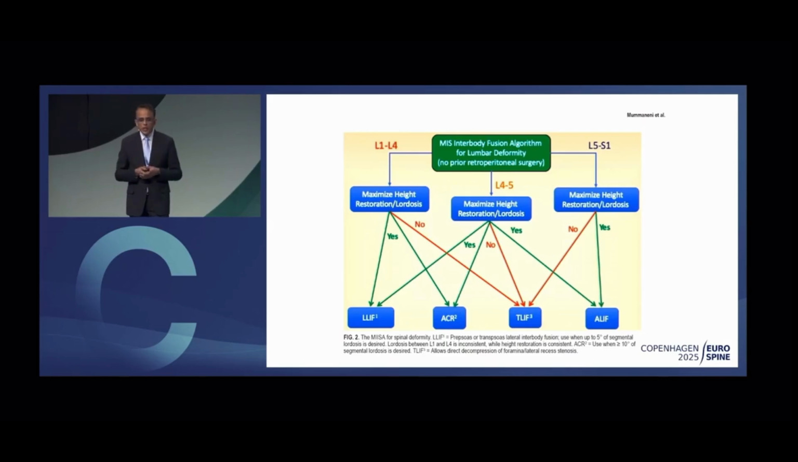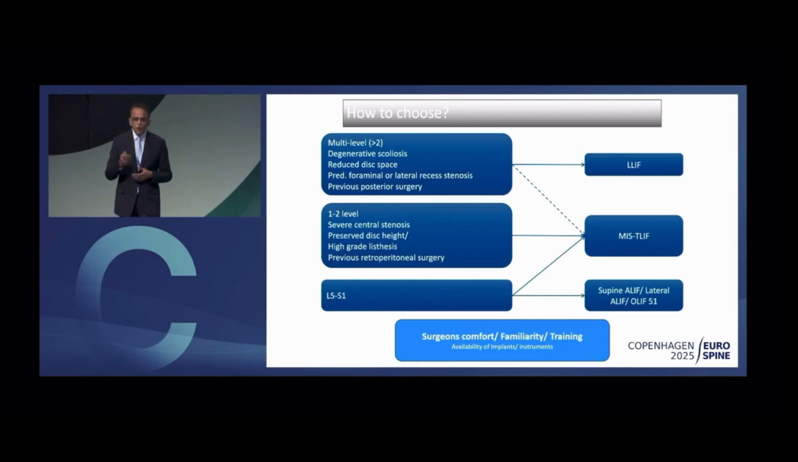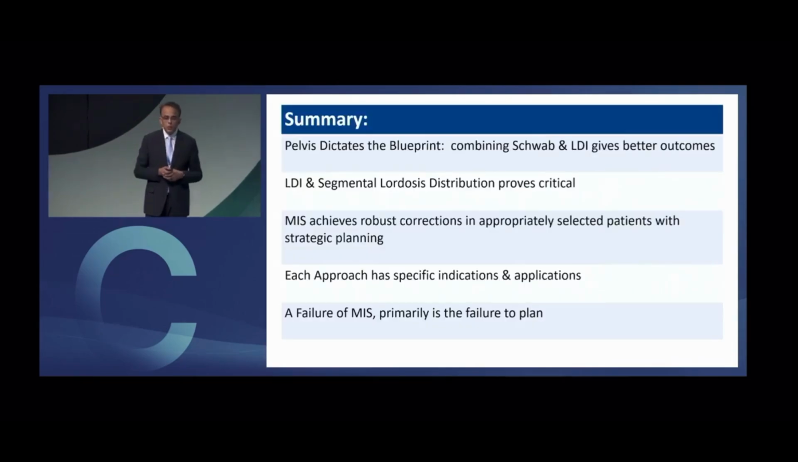So when to choose which technique, again the ISSG group has criteria, but broadly you have to believe that when you want to do a multi-level fusion, go for anterior or anterolateral. When decompression is required, and it is a single or double level surgery, MIS TLIF can give you an equally good result. At L5-S1, there is no alternative to ALIF, but in a setup where you cannot do ALIF at L5-S1, if TLIF is modified in a proper way, you can achieve a better lordosis. Finally, surgeon's comfort, familiarity, and training decide which particular treatment you would want to choose.